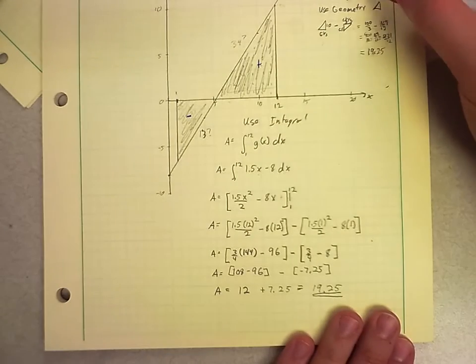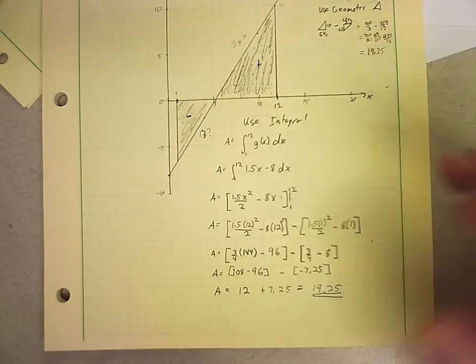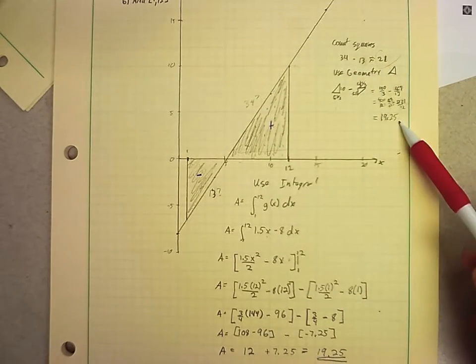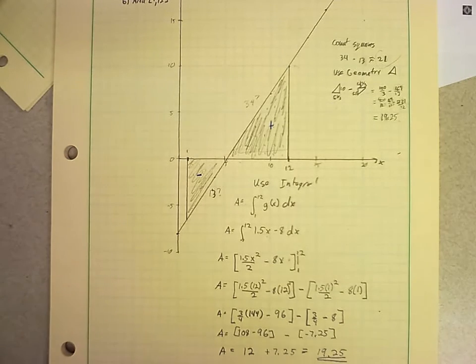Again, not real close to what I got there. This is why you don't just count squares. It's tough to get it accurate. It is what I got when I used geometry. So by doing a little bit more thinking, it actually is probably right.